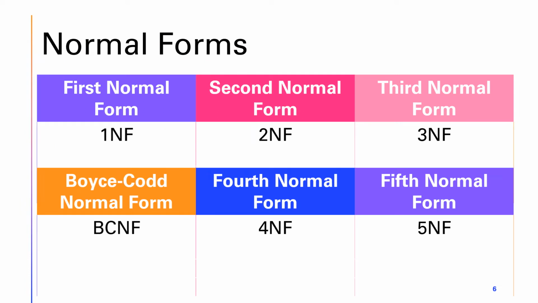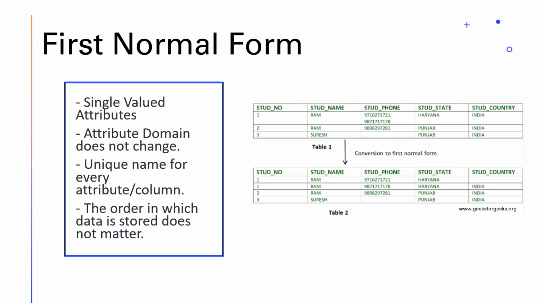There are various levels of normalization. You have first normal form, second normal form, third normal form, Boyce-Codd normal form, fourth normal form, and fifth normal form. In this presentation, I will be discussing the first, second, and third normal forms. To be in first normal form, it's defined as having single-valued attributes. The attribute domain does not change. There's a unique name for every attribute column, and the order in which the data is stored does not matter.